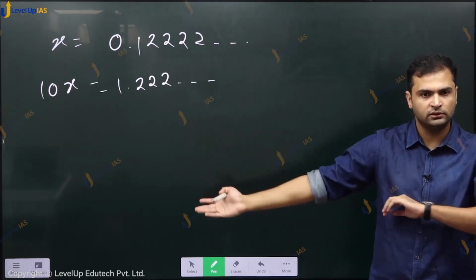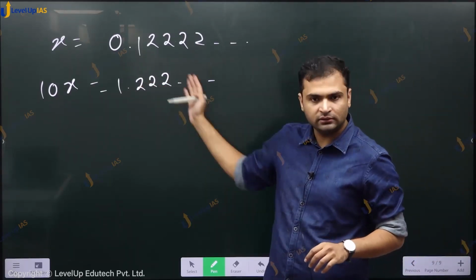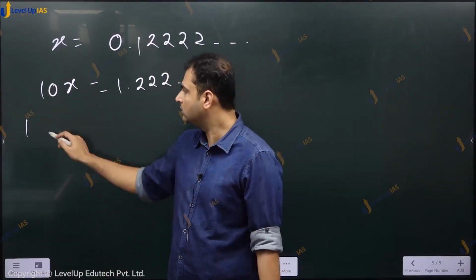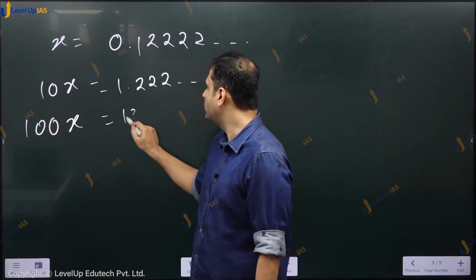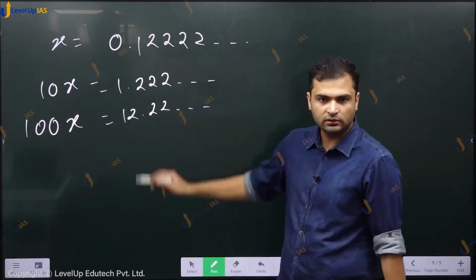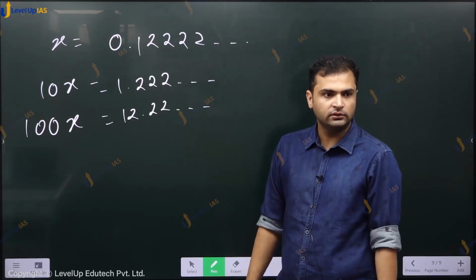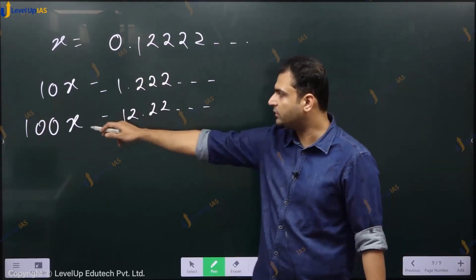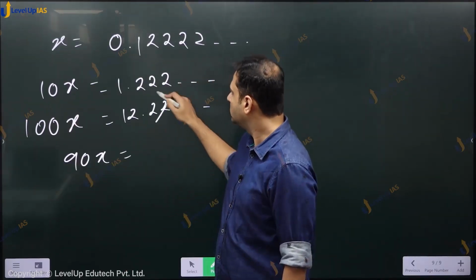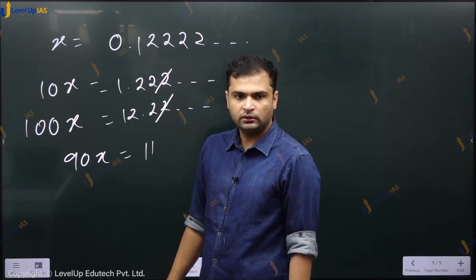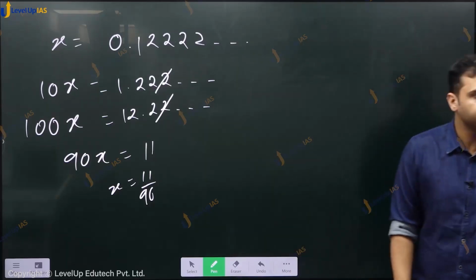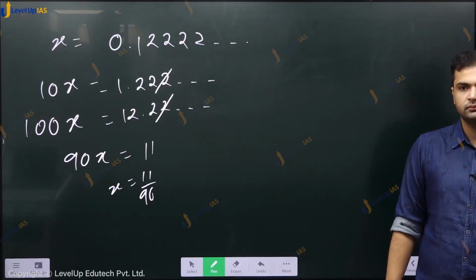अब तो आता है मुझे. Now I can multiply this number by 10 and I'll get the same repetition. So if I multiply 10x by 10, I'll get 100x is equal to 12.2222 and so on. And I subtract this from this, then everything after the point gets cancelled. If I subtract 10x from 100x, I'll get 90x is equal to 12 minus 1, 11. x is equal to 11 by 90. Right?